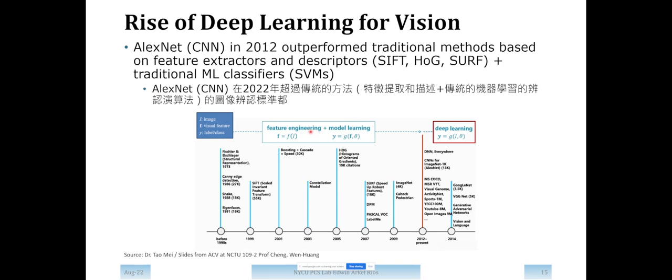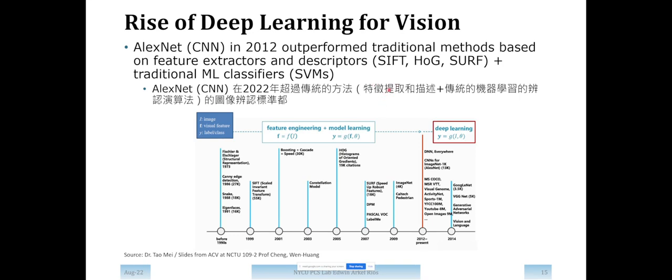very important computer vision competition, the ImageNet competition. After that, people recognized that deep neural networks can outperform traditional methods for feature extraction, which I describe here. These are methods called SIFT and SURF. I'm not going to detail what these are, but we can say that these are traditional methods for feature extraction.